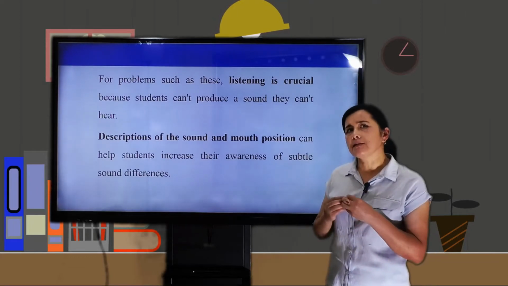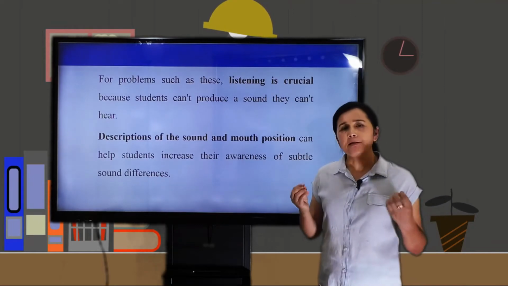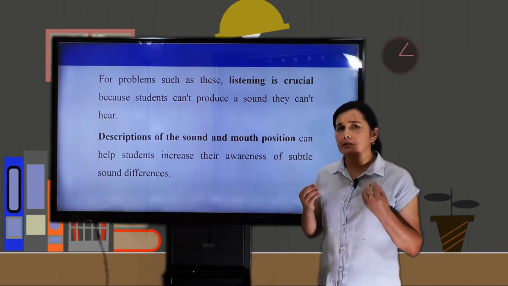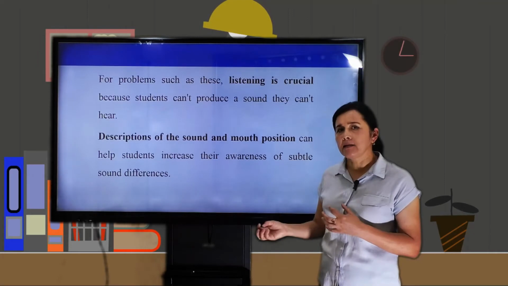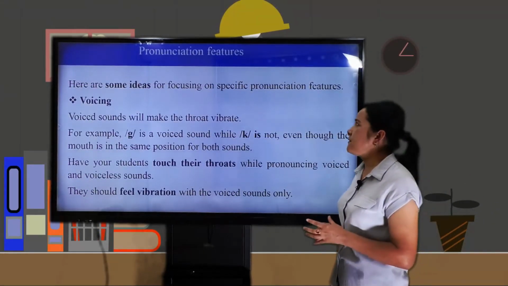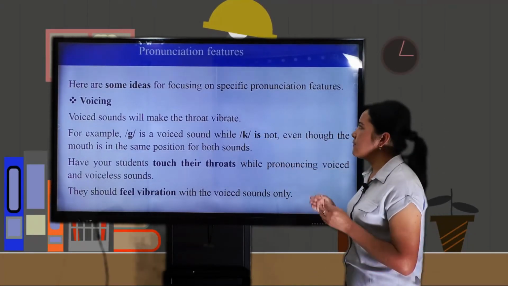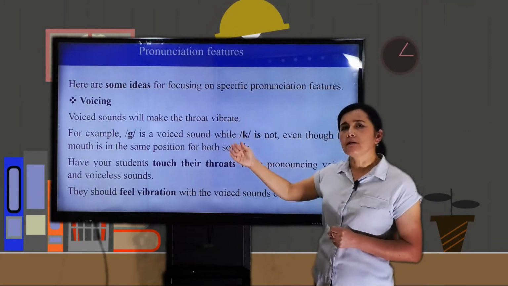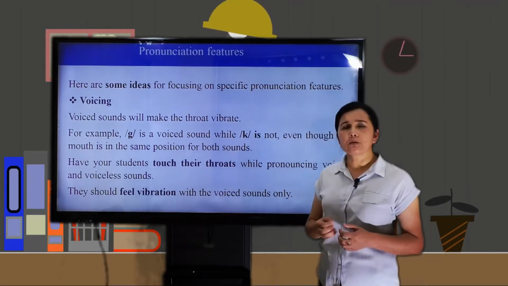Some linguists say that pronunciation is a physical activity. In order to produce some sounds, we need to use our muscles, lips, tongue, and so on. Pronunciation features. Let's see some pronunciation features. Here are some ideas for focusing on specific pronunciation features. The first one is voicing. What is it? Voiced sounds will make the throat vibrate.